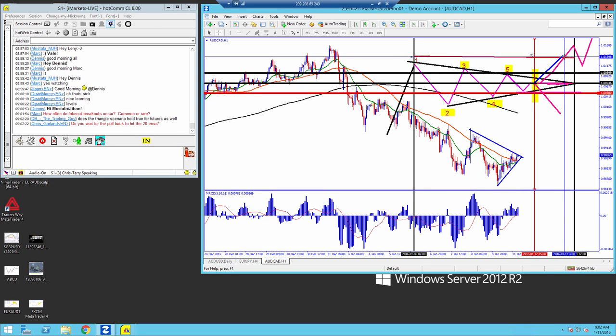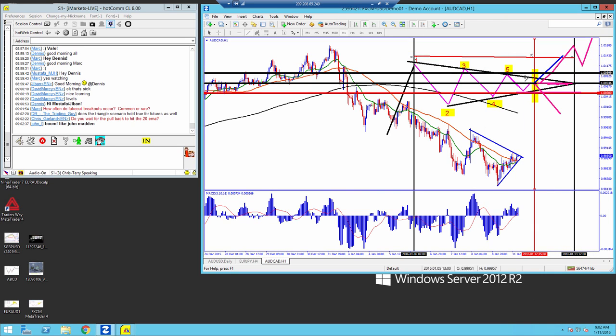Yes, for any market. This is any market, okay? So what you're doing is, if in fact you don't want to buy the breakout, you let it break out, and that first pullback is your buy, and your stop is, of course, right at the middle of the triangle.